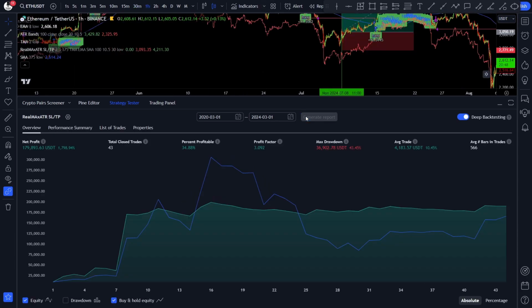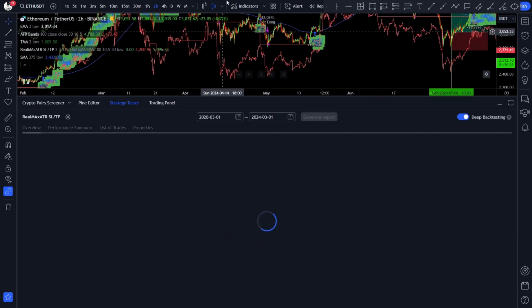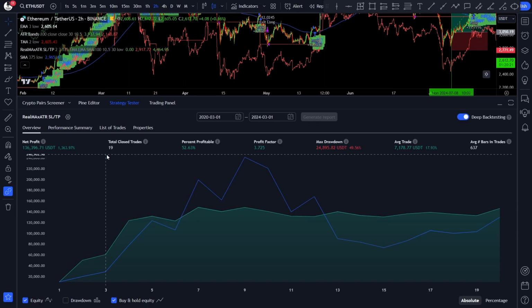On the 1 hour, it is still profitable and even higher net profit, but again this equity curve is just flat and I really don't like that. And now the strategy is better than the buy and hold equity. What about the 2 hour? Well, it is profitable but very low trade count, 1360% net profit, 3.7 profit factor and around 50% maximum drawdown.